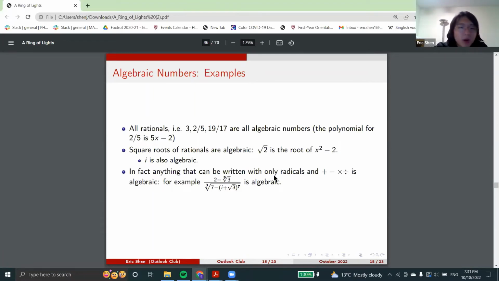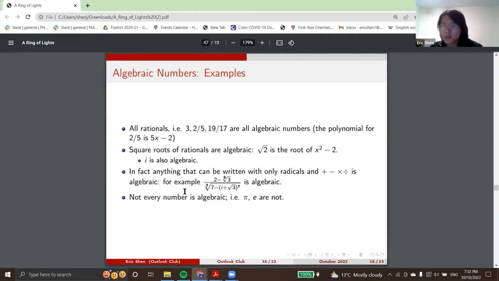For example, this humongous complicated expression is algebraic, because of something called the algebraic numbers being a field, but this is not super important for you to know right now. This is a pretty cool fact. This somehow is the root of some integer polynomial.